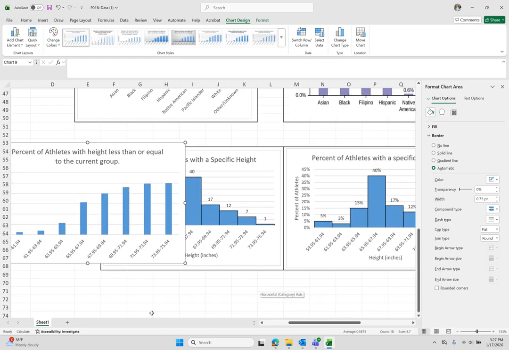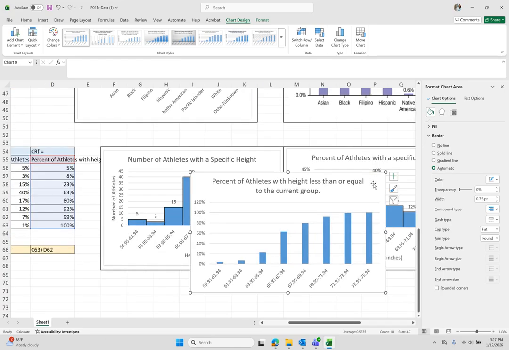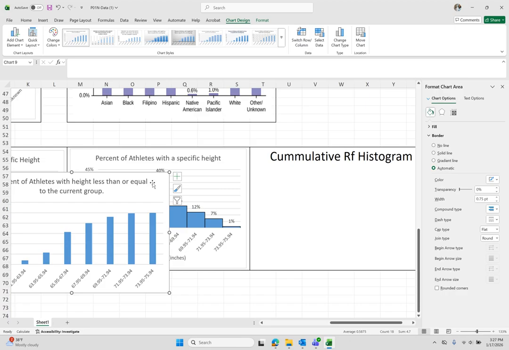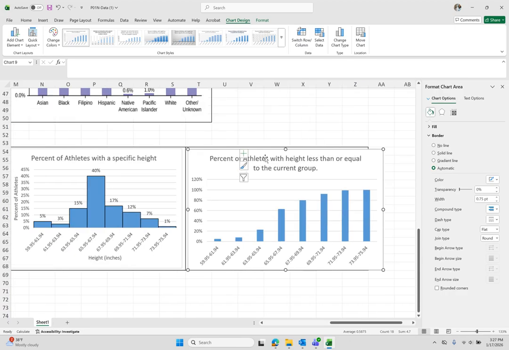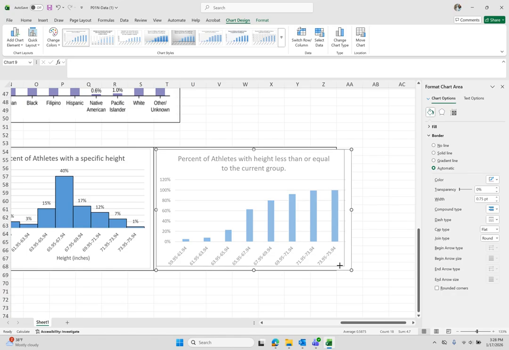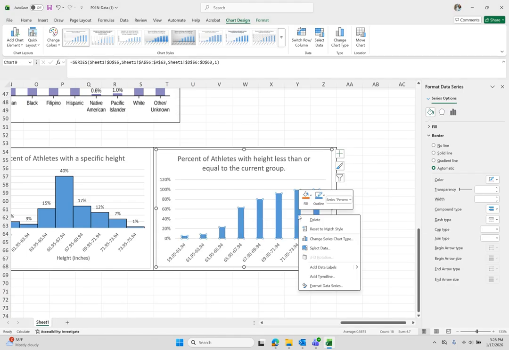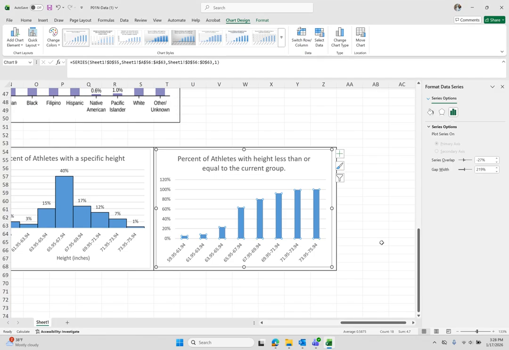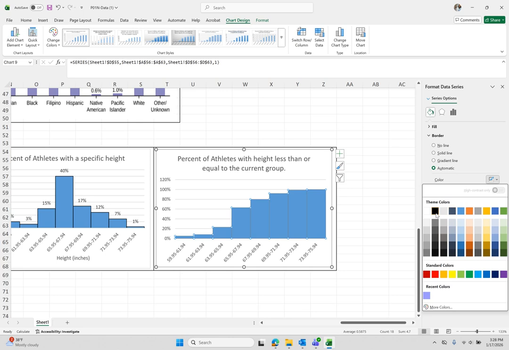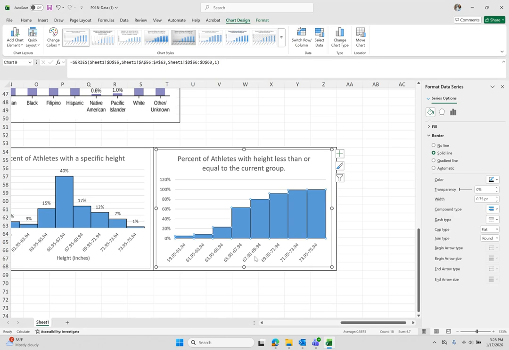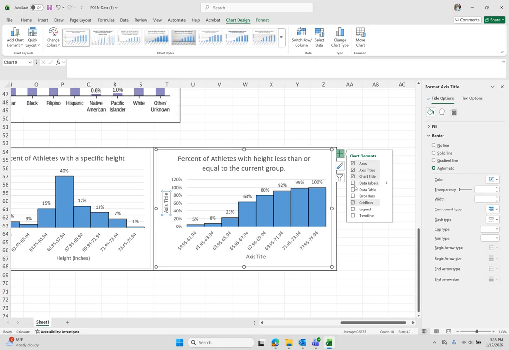And I'm going to move it to the desired location, and I will resize it. And I will make it a histogram. So format data series, gap width of 0. Let's give it a black border so we can see it. Let's add, with the plus sign, axis titles and data labels.